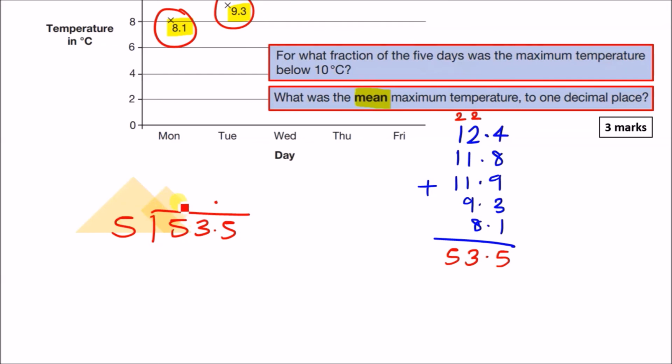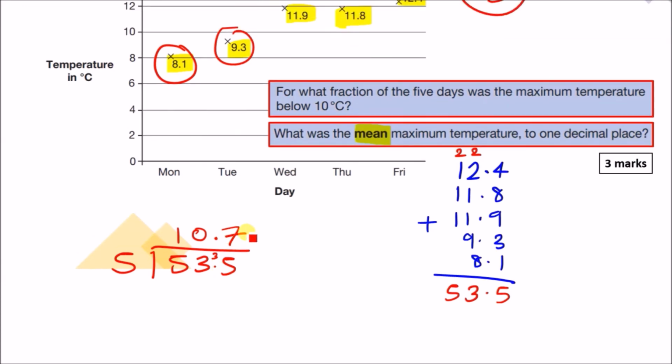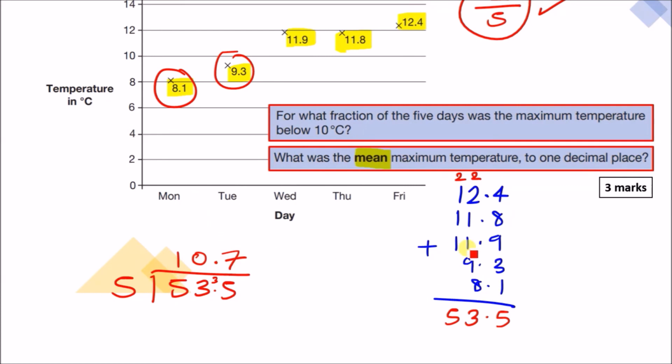So 5 into 5 is 1. 5 into 3 you can't do, so 0, carry the 3. 5 into 35 is just 7. So that's it. The mean temperature was 10.7 degrees Celsius across 5 days. If you got this all right, you're going to get 3 marks in total.